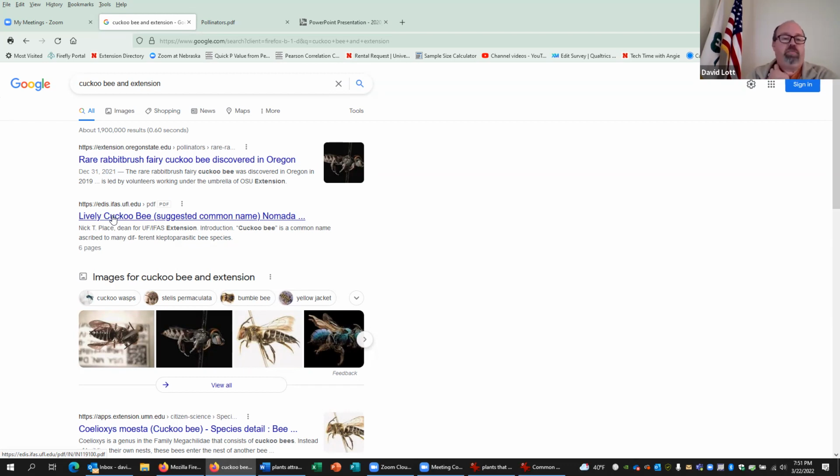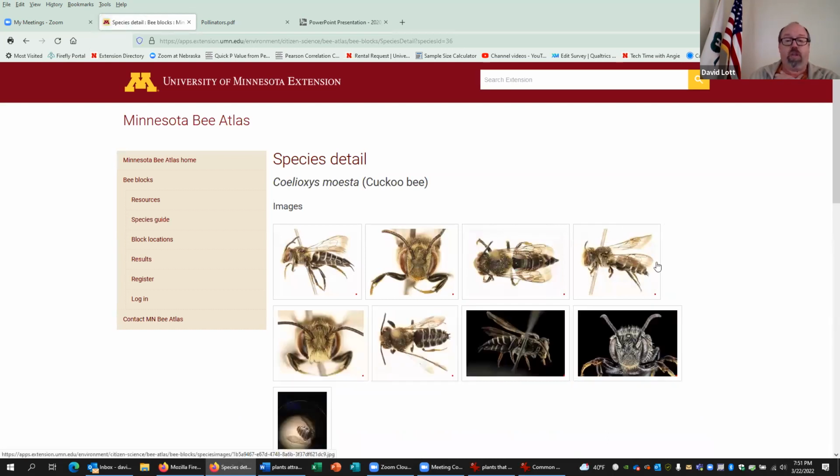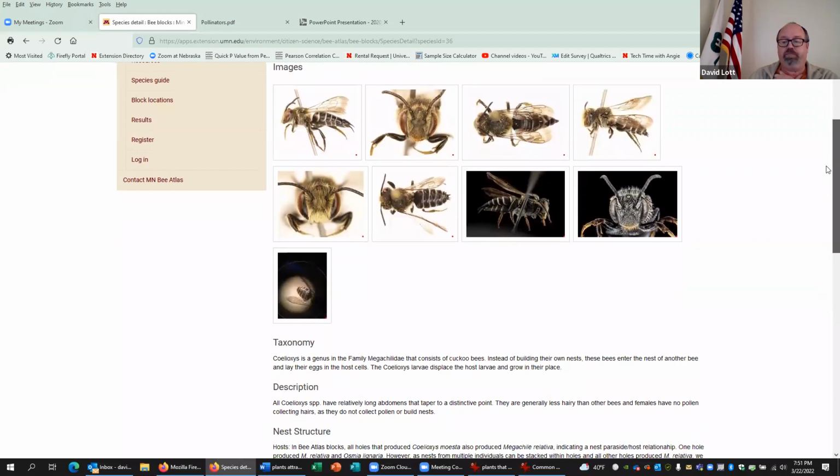Oh, okay. So really quick, we found some information. So here's Oregon State, University of Florida, Minnesota. Let's check out Minnesota. That's closer to home. So here are some up close pictures of that cuckoo bee.